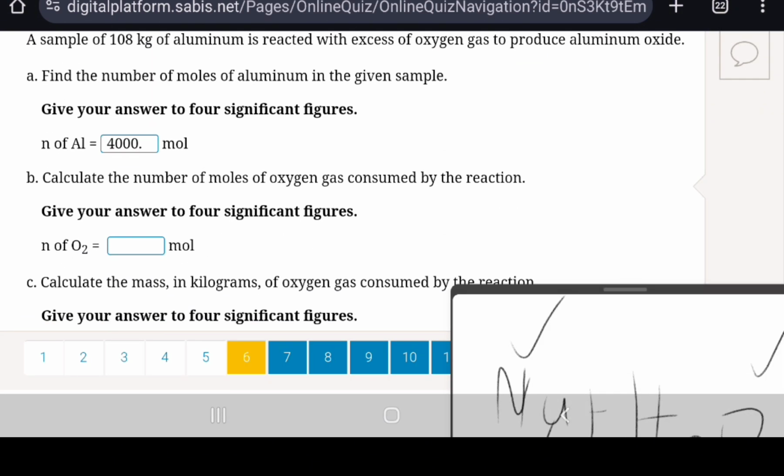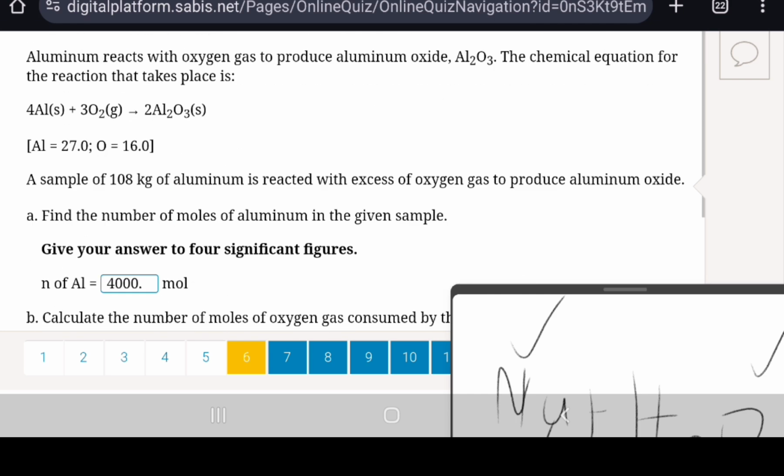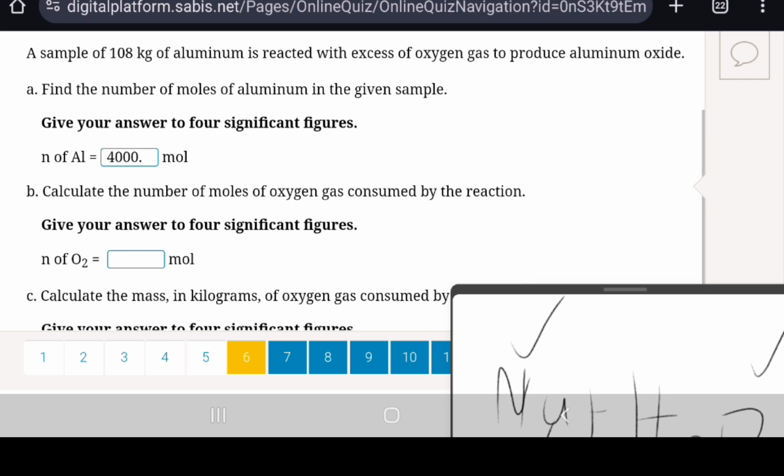And now, for the second part, we can find out that the ratio of the coefficient to the moles is 1 to 1,000. And if we cross multiply by the ratio of the coefficient of oxygen to the moles of oxygen, we get that the moles of oxygen is 3,000.